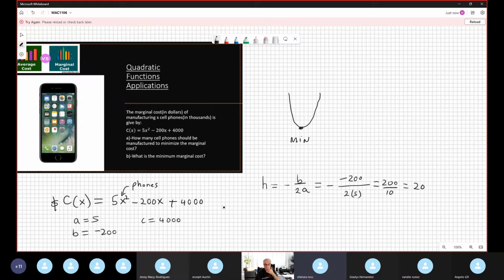In thousands. So basically, the optimum value is 20,000 cell phones. So when you try to manufacture 20,000 cell phones, we need to invest this money.